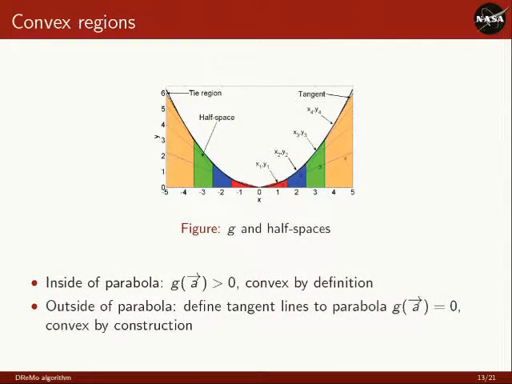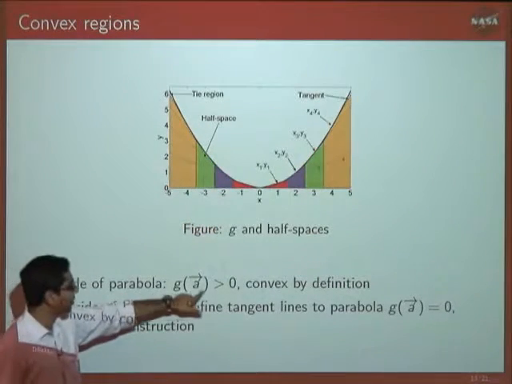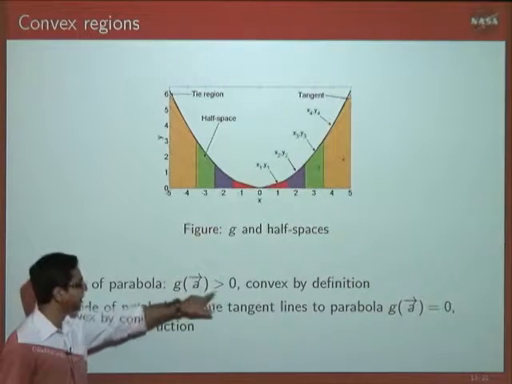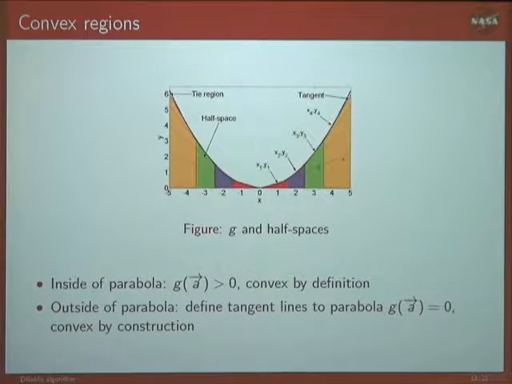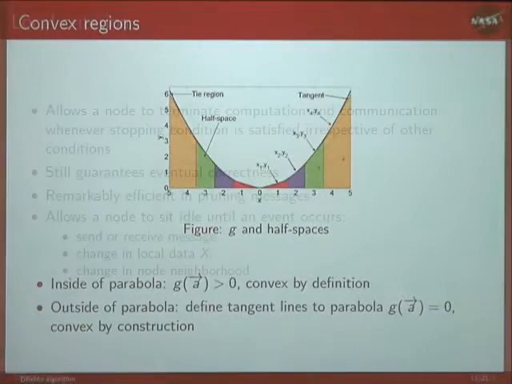Back to the convex region, it's nothing different. So inside of the parabola is G of A greater than 0. That is convex by definition, so there's no problem in applying the rule. On the outside, you have to draw these tangent lines because you don't have the good convexity part of it. And so that's how we approximate the outside of the parabola to apply the theorem.